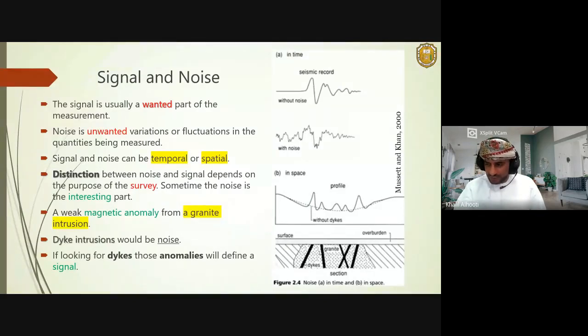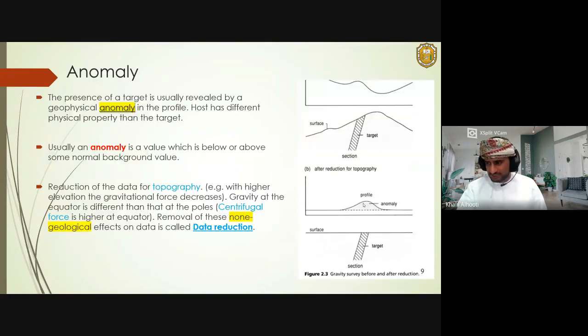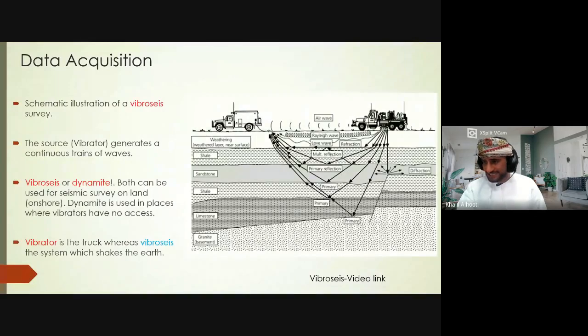If you are interested in the dikes themselves, they are the signal. So what's signal and what's noise depends on your objective. If I go back to the seismic slides, you remember when I said that the Rayleigh wave is a noise in seismic reflection? Some people, whenever they want to do a seismic survey, their interest is the Rayleigh wave. So the Rayleigh wave is the signal, whereas the primary reflections are the noise.